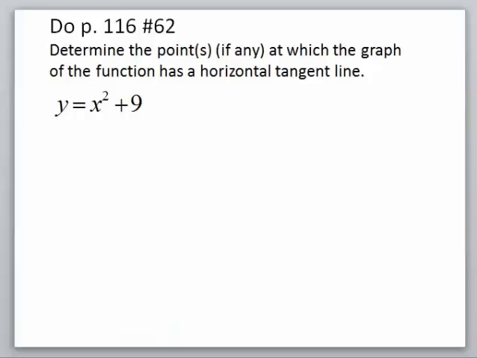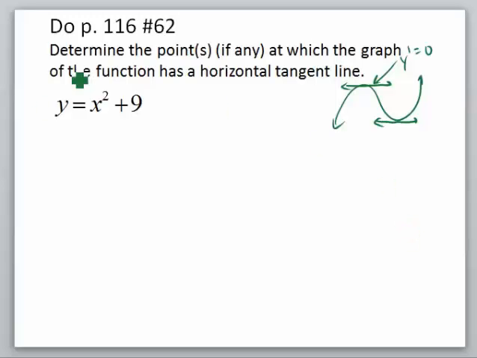In my second example, it's asking me to determine the point at which the graph of the function has a horizontal tangent line. So let me just draw some function here. Horizontal tangent lines mean that when you start drawing the tangent line to the curve, the tangent line is horizontal. So it looks something like this. So that means that the derivative would be equal to 0 because the slope of that tangent line is 0.